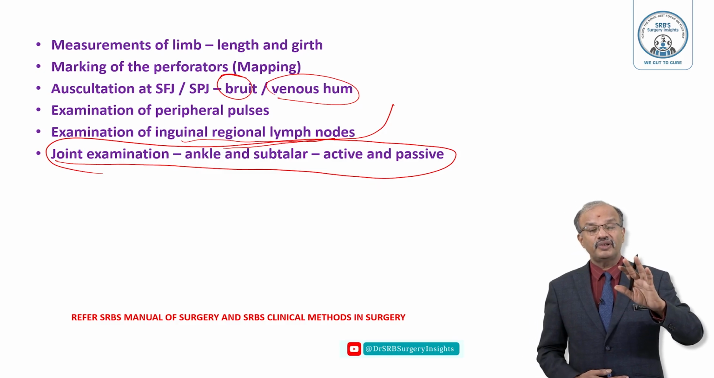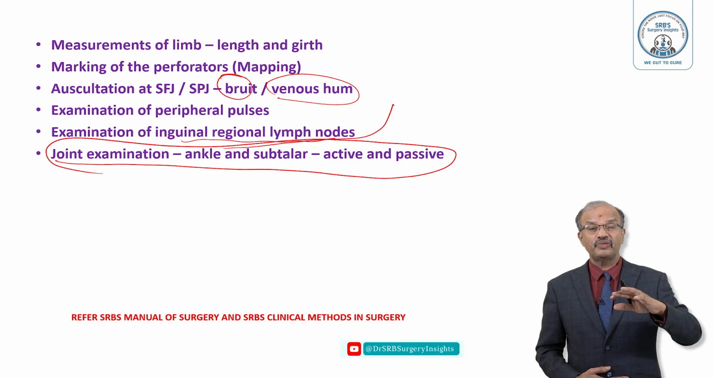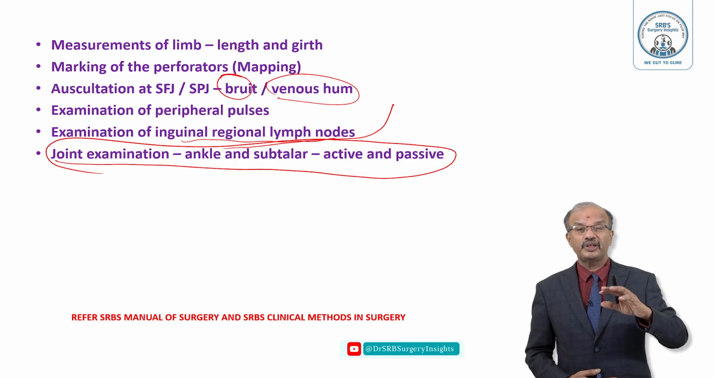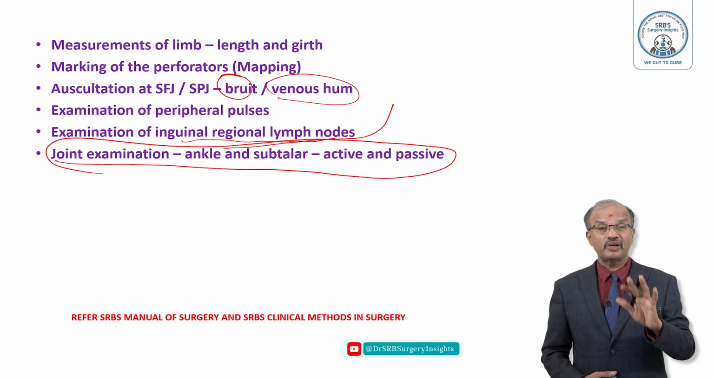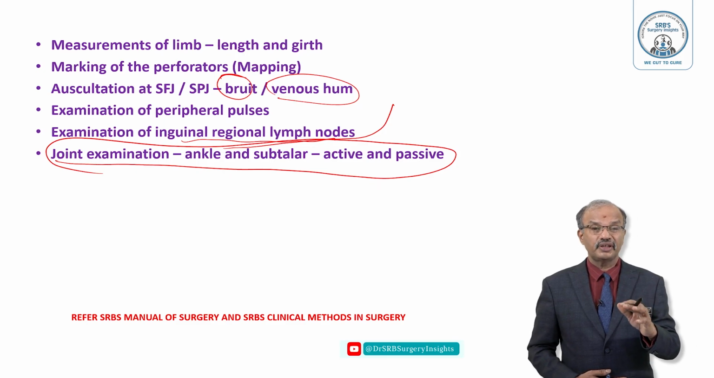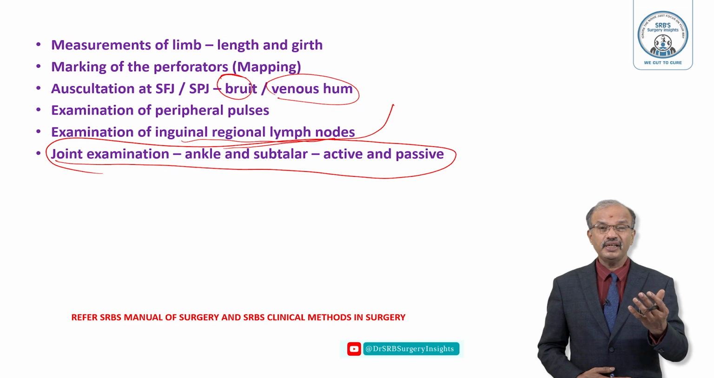Dorsiflexion is around 45 to 50 degrees. Plantar flexion is around 45 to 50 degrees. Dorsiflexion is around 40 to 45 degrees. And eversion is at the subtalar joint. Inversion and eversion: inversion is around 20 to 30 degrees. Eversion is around 15 to 20 degrees.